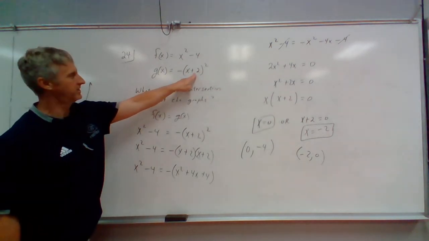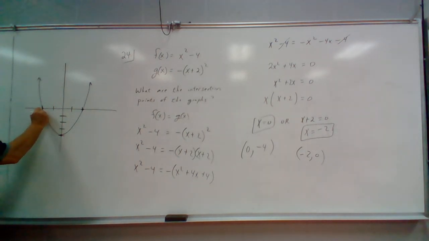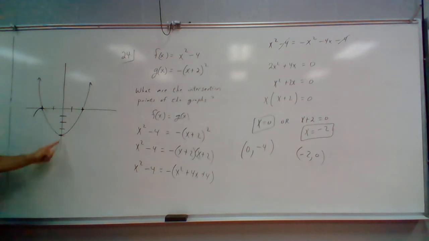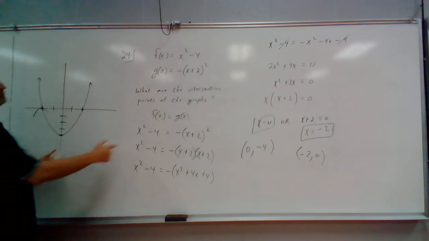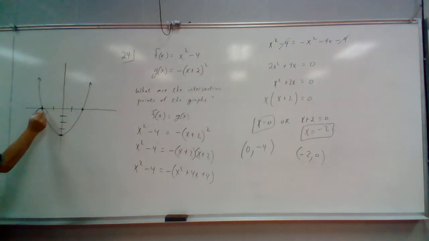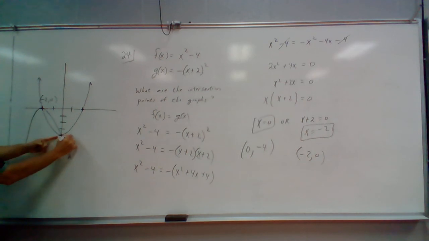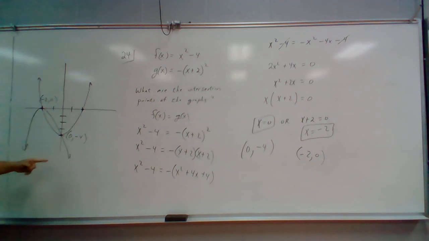The negative, and the plus 2 inside the parentheses, will shift the parabola left 2 spots and flip it upside down. So it's going to be a parabola that looks like that. Where does it go through the y-axis? So I could just put 0 in for x. 0 plus 2 is 2. 2 squared is 4, and I get negative 4 there, so that's where it goes through. It's an ugly looking parabola, but you know what I mean. All right, and you see we have two solutions. We have a solution at negative 2, 0, and we have a solution at 0, negative 4. Notice those are the two solutions that we got over there.